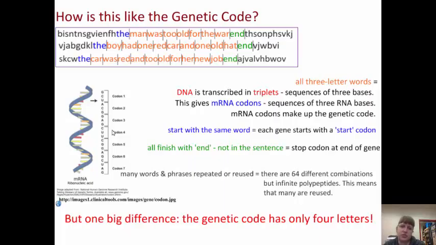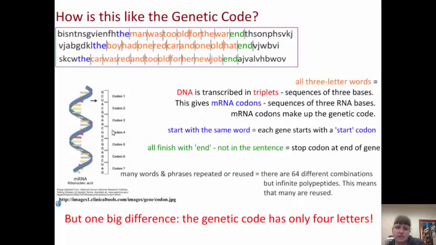All sentences also finish with "end," and it's not actually part of the sentence. If you were to read the first sentence, "the man was too old for the war, end," it doesn't really make sense. The end signifies where the punctuation would go, where the end of the sentence goes, and in this analogy, it would represent the stop codon at the end of the gene.